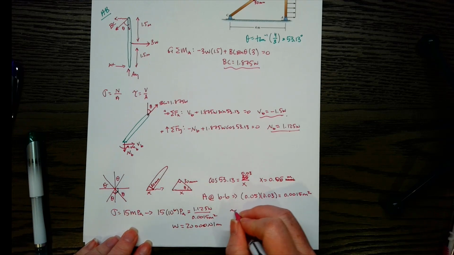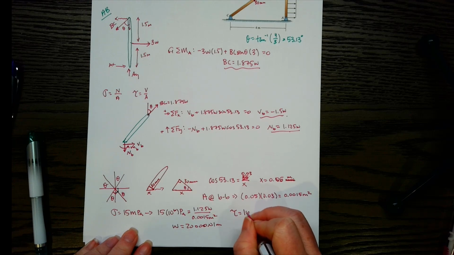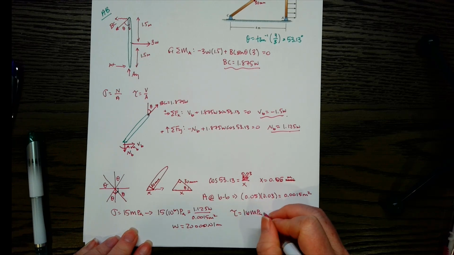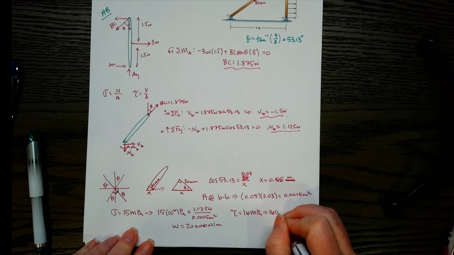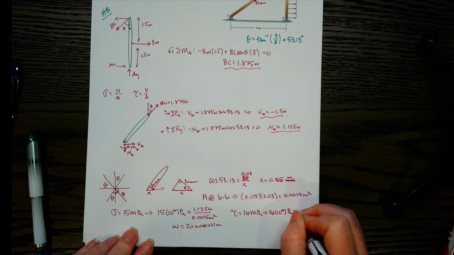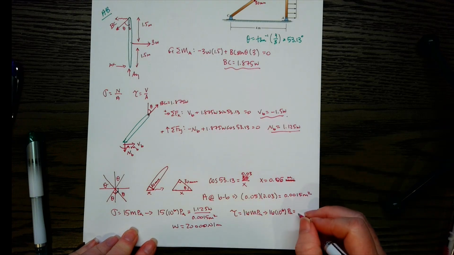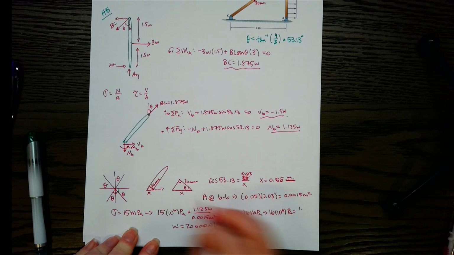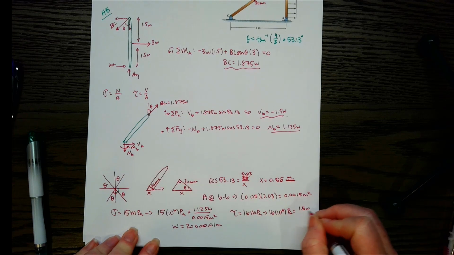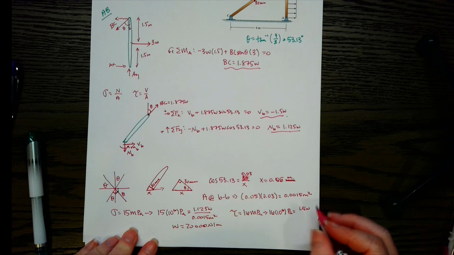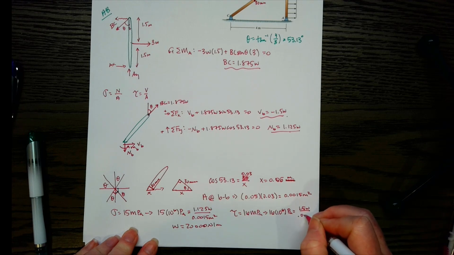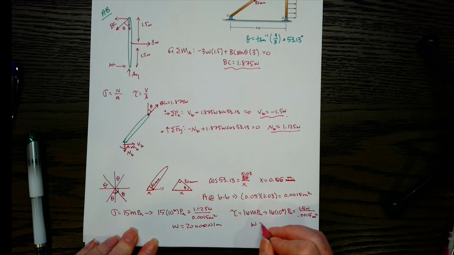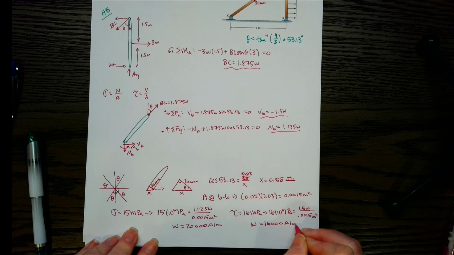Now let's do shear stress. That was 16 megapascal. Convert it over to Pascal, multiply by 10 to the 6th, and then put our shear force. And we're not going to worry about the negative, because that just means we drew the wrong direction here. So just put the positive 1.5 W, and then let's put it over the area. Solve, and we get 16,000 Newton per meter.